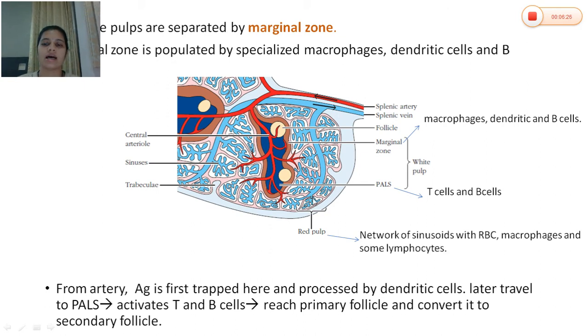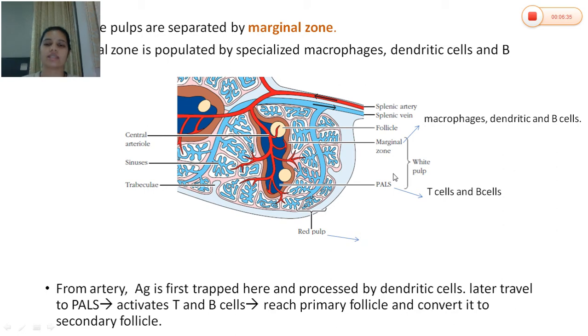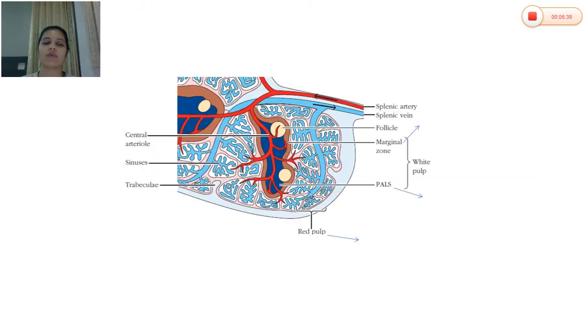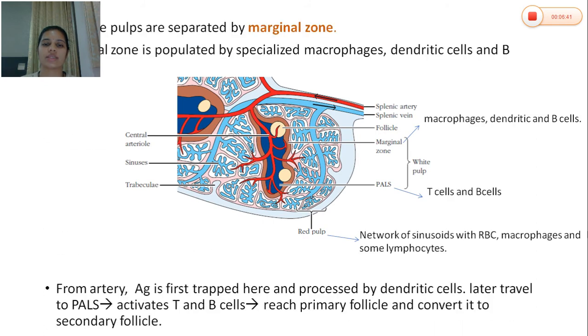Then later they travel to the pulse. Pulse is nothing but a region of the white pulp. So the pulse indicates the periarteriolar lymphoid sheath. After it reaches the pulse area, it further activates the T and B cells which are present in the pulse. They finally reach the primary follicle and convert it into the secondary follicle.